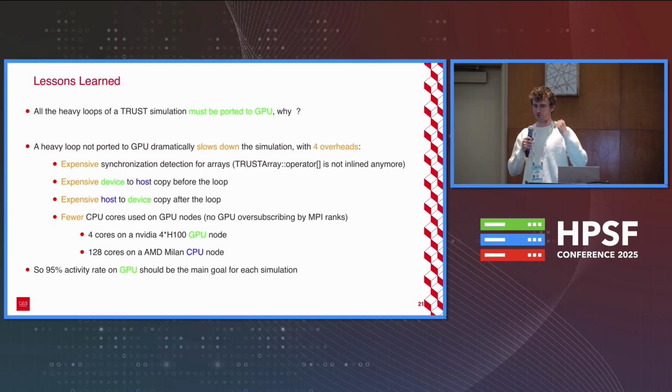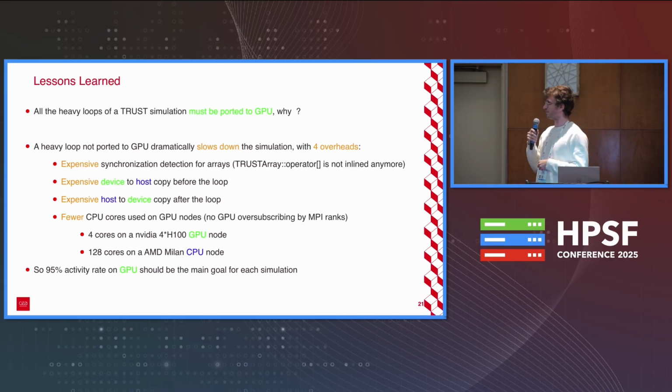All the heavy loops of a TRUST simulation must be ported to get good performance, for several reasons, because a heavy loop not ported to GPU dramatically slows down the simulation with overhead. You have the expensive synchronization detection for arrays, the inline operator that's not inline anymore, an expensive device-to-host copy before the loop, an expensive host-to-device copy after the loop, and also there are fewer CPU cores on a GPU node than on a CPU node, of course. So when you run a CPU kernel on a GPU node, it will take time.